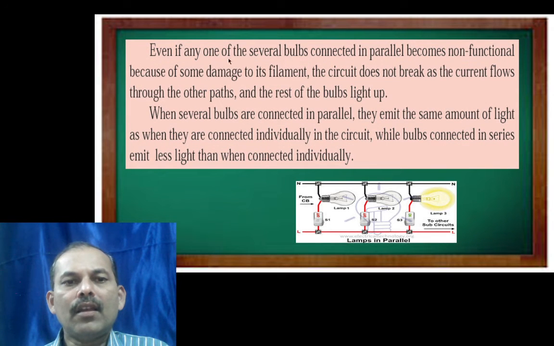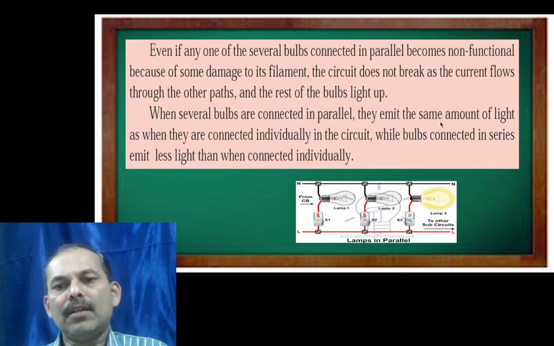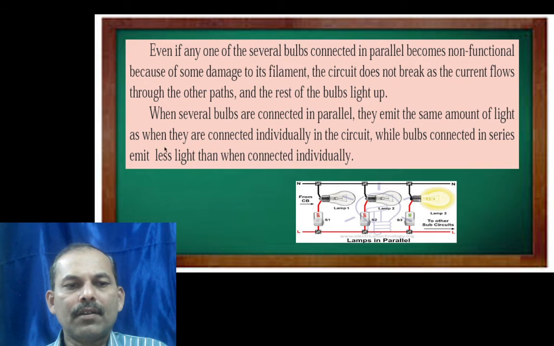Even if any one of the several bulbs connected in parallel becomes non-functional because of some damage to its filament, the circuit does not break as the current flows through the other path and the rest of the bulbs light up. When several bulbs are connected in parallel, they emit the same amount of light as when they are connected individually in the circuit, while bulbs connected in series emit less light than when connected individually.